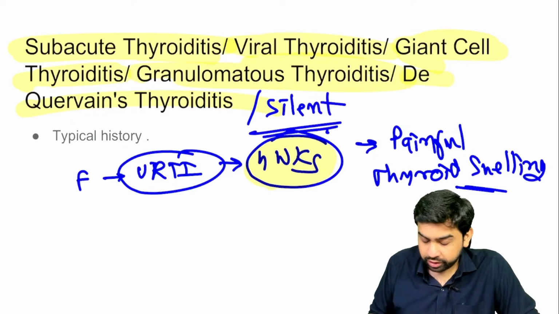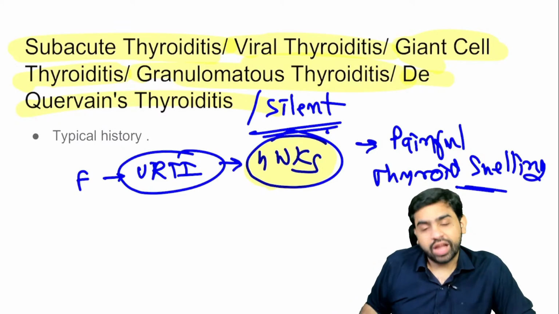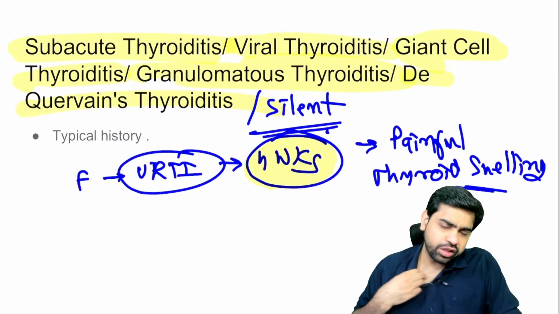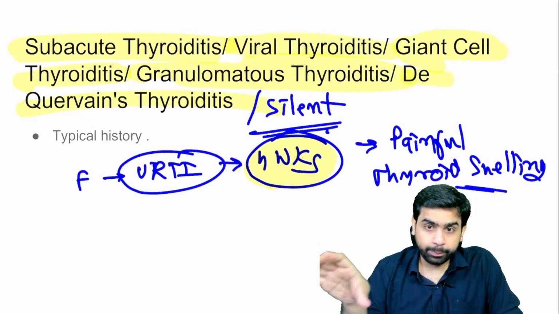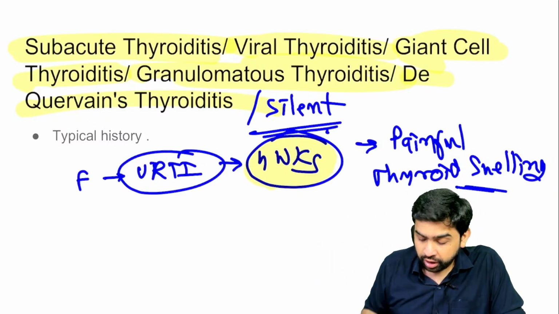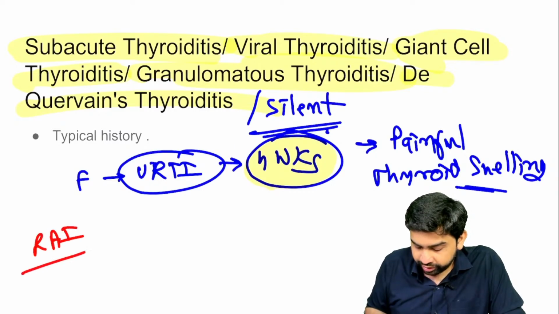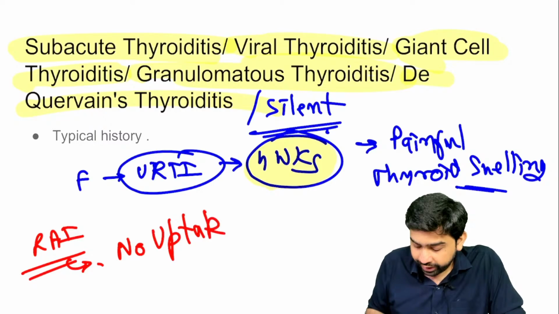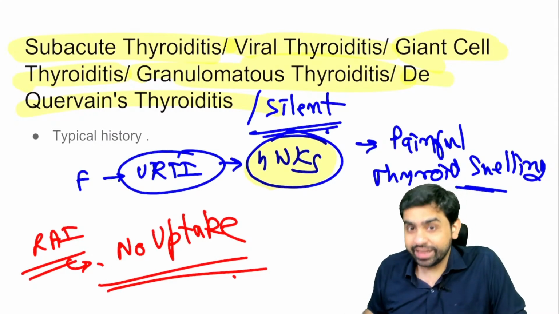What do you understand by that? This is also a name of this same disease, silent thyroiditis. Why is it called silent thyroiditis? It's not that it's not painful. It's a painful condition. It is called silent thyroiditis because if you do a radioactive iodine study in these patients, there is going to be no uptake. That is the reason why this is also referred to as silent thyroiditis.